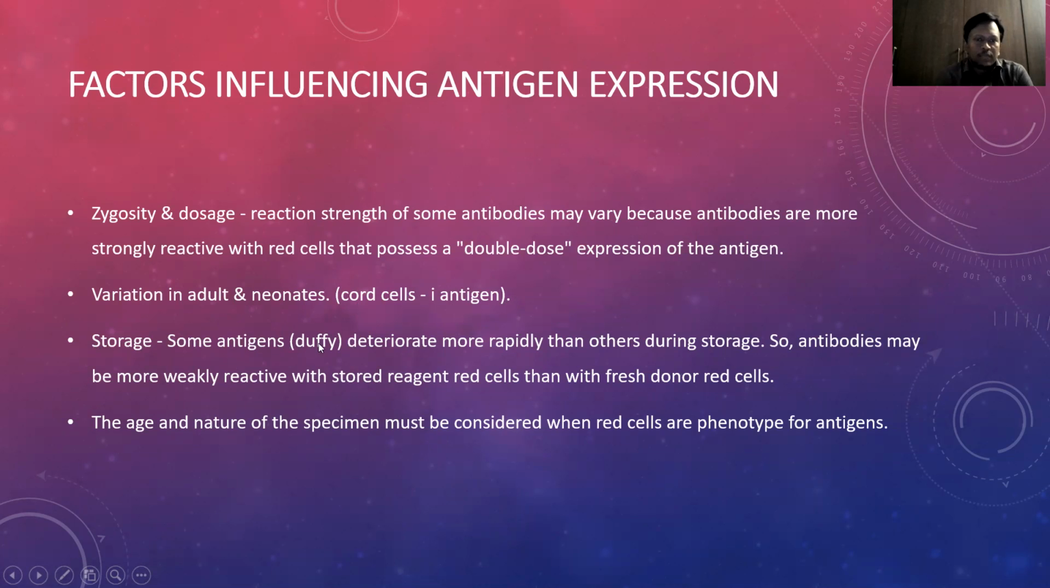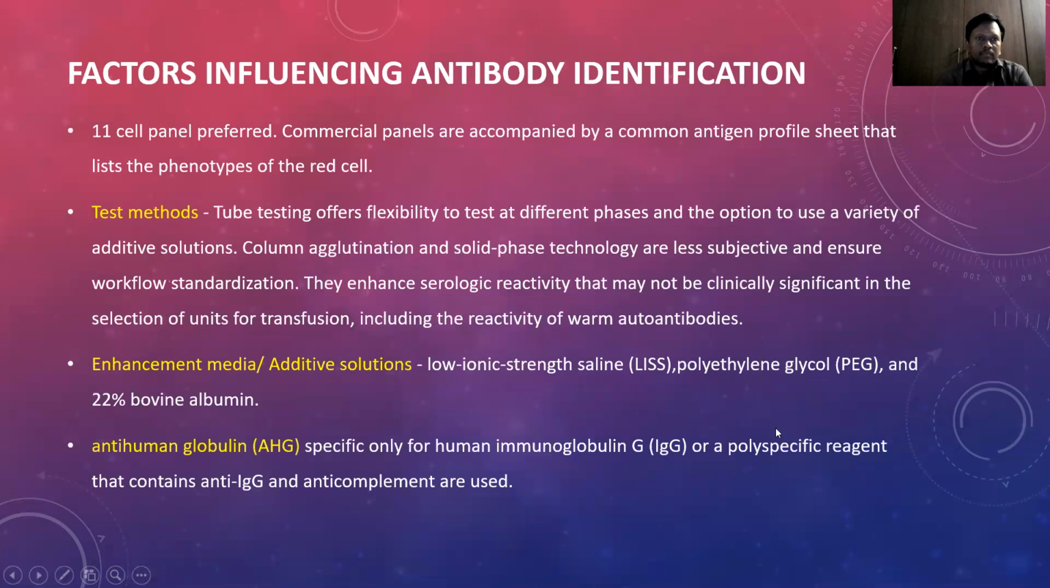Similarly, regarding storage, Duffy antigens deteriorate more rapidly than others during storage. So these antibodies may react very weakly against stored reagent red cells, that is commercial red cells, rather than with fresh donor red cells. So incompatibility will be strong with donor red cells compared to the antibody identification. Similarly, the age and nature of the specimen must be considered when red cells are phenotyped for antigens.